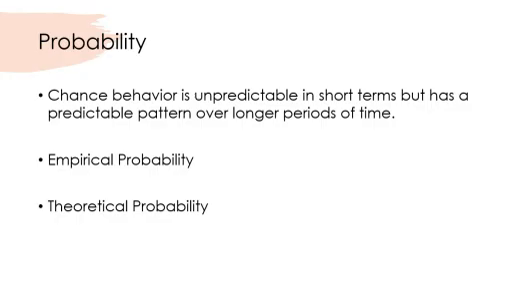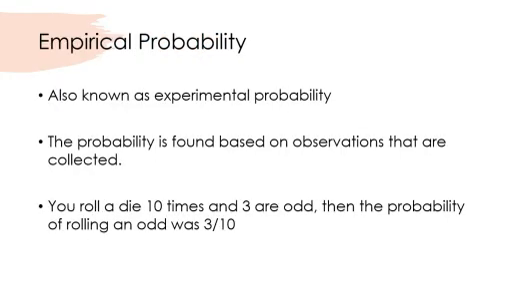It's not that. So with probability, we have 2 different types here. We have empirical and we have theoretical. Empirical probability, you've probably heard it more as experimental probability, and it is a probability that is found based on observations that were collected. So for example, if you roll a die 10 times and 3 of those came up as odd, the probability was 3 out of 10 because that was what was experimented on. It's the empirical probability of it.